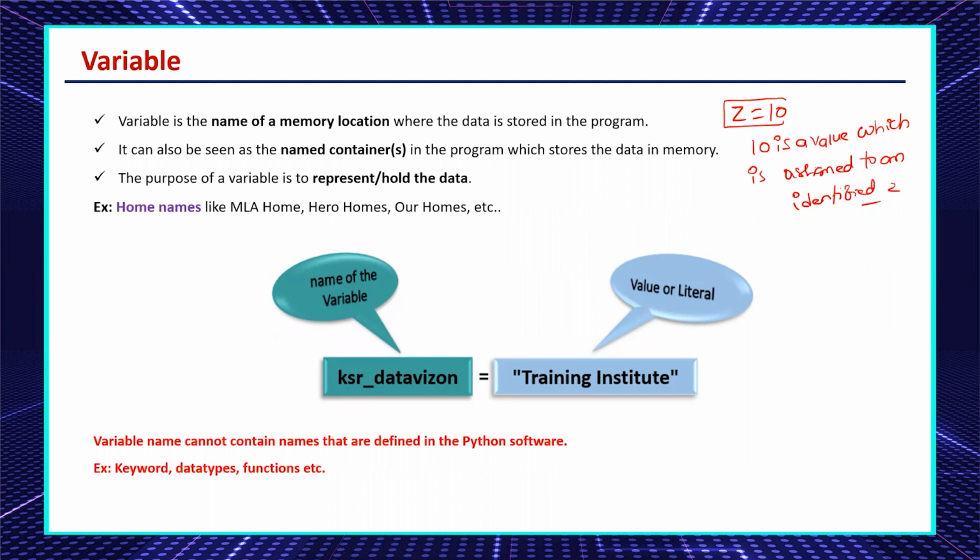So in RAM we also need to allocate some memory, right? Maybe 1 byte, 2 bytes, 3 bytes, bits, some data. So a variable is the name of the memory location where data is stored in the program. Let me tell you an example.